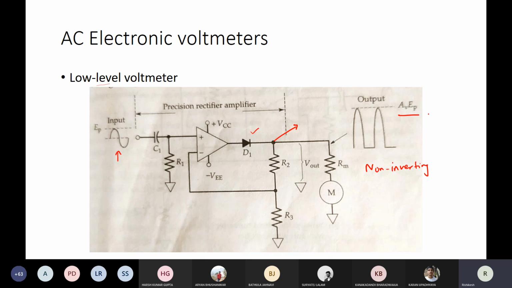Yeah, it is already given. AV into EP, right? AV is the gain. How much is the gain? One plus R2 by R3. That is the gain. You can set it. So if this is in millivolts, and this meter requires 0 to 1 volt, then you can choose the gain accordingly. We have already calculated how to find the values of R1, R2 and R3. So this is a simple extension of the previous one to measure low level voltages.